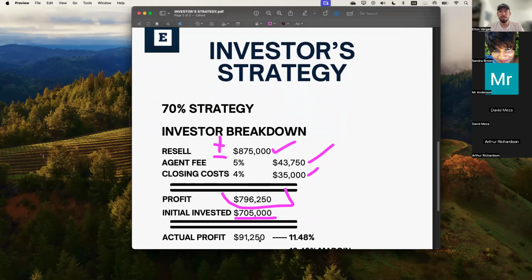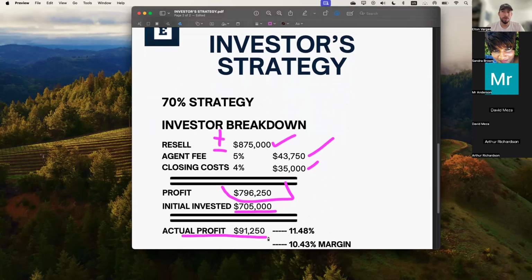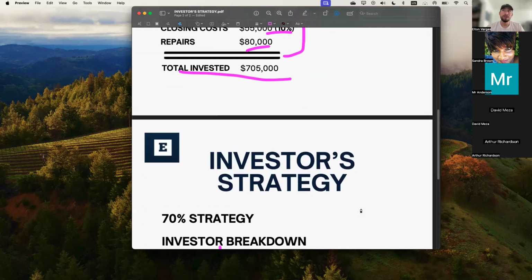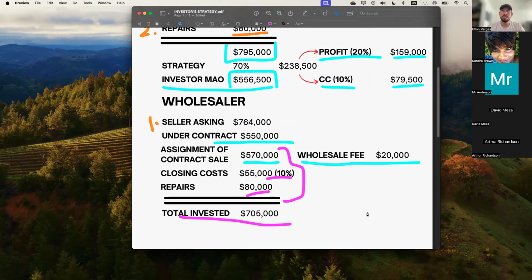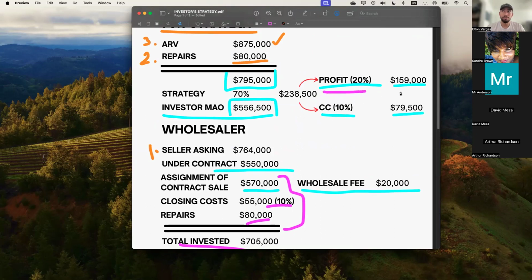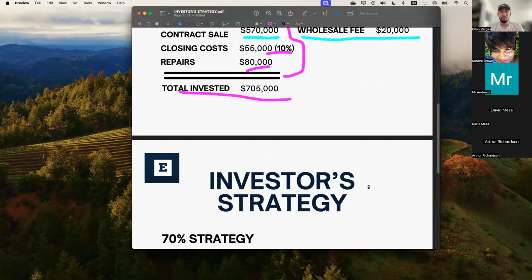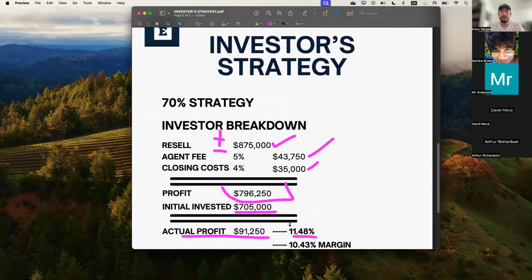So all in all, the actual profit happened to be $91,250, or about 11%. Based on the earlier information on the 70% strategy, it was supposed to be 20% of the profit, which was $159,000. But at the end of the day, when you do a deep dive on the numbers, it happened to be $91,250. And that profit could be plus, it could be minus. It really depends on how the market reacts and a lot of other factors after the property gets fixed up and is ready to be back on the market.